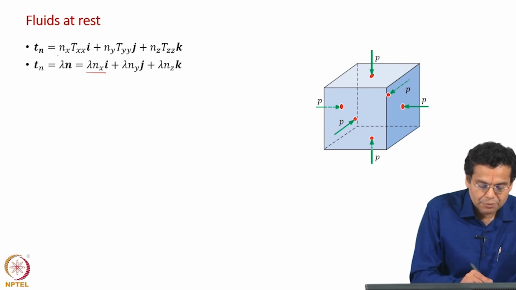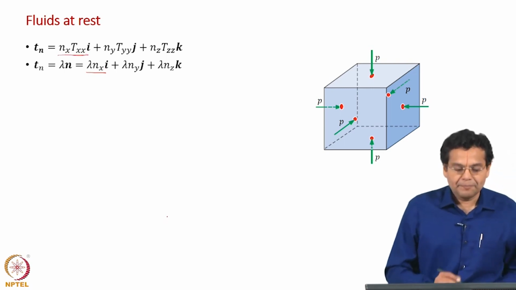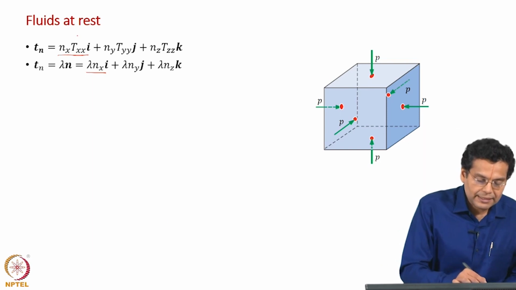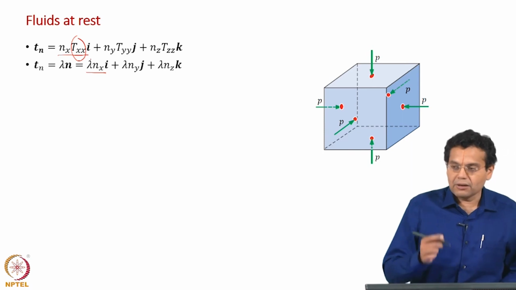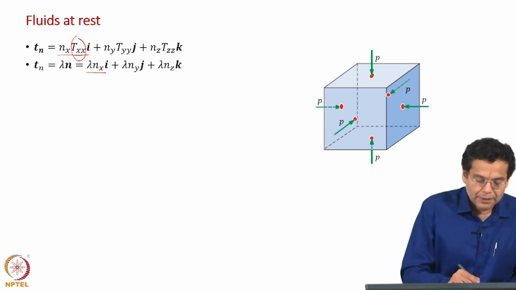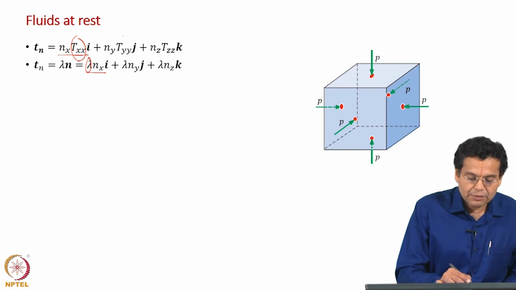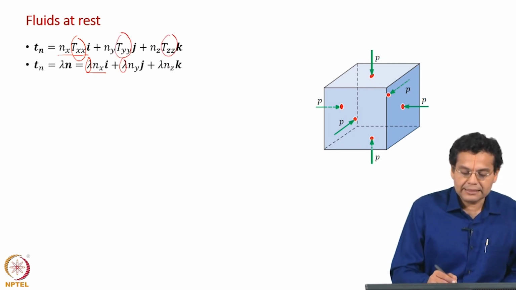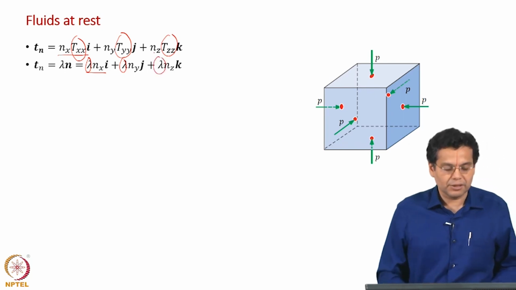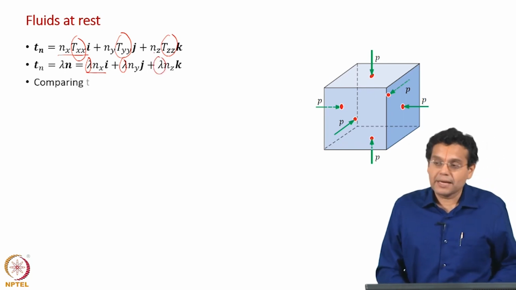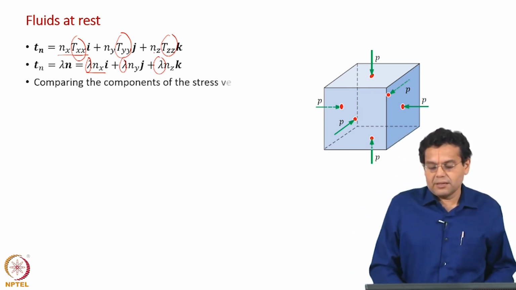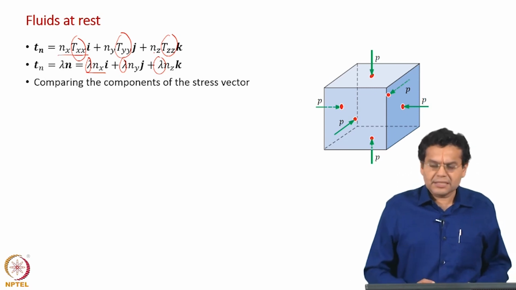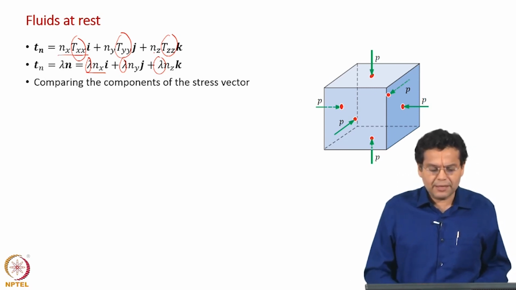Lambda nx should be equal to nx txx, nx cancels. So, txx, the normal stress acting on the x plane, should be equal to lambda. What about tyy? Tyy should also be equal to lambda. Similarly, tzz should also be equal to lambda. That is what we are going to write now. Comparing the components of the stress vector is the same, two different ways of expressing.